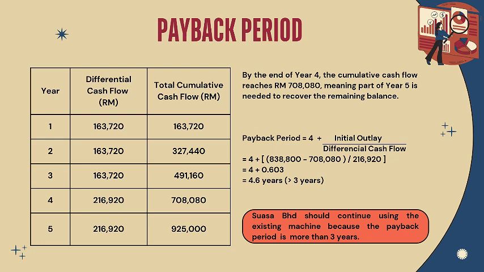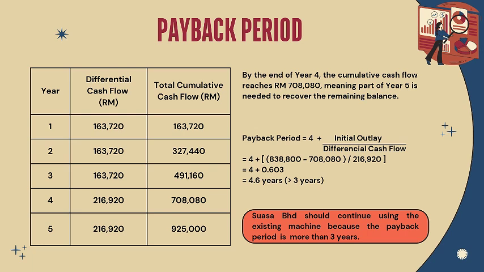However, our initial outlay is 838,800. This means we still need part of year 5 to recover the remaining balance. We calculate the payback period as follows. By simplifying this, we find the payback period to be 4.6 years.